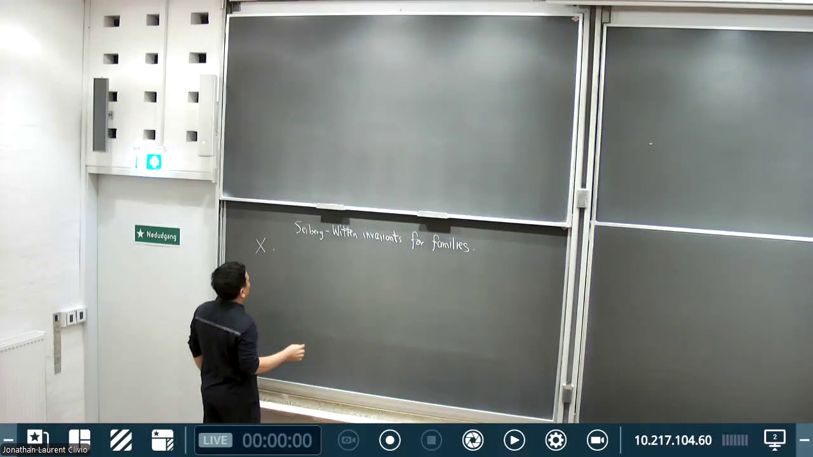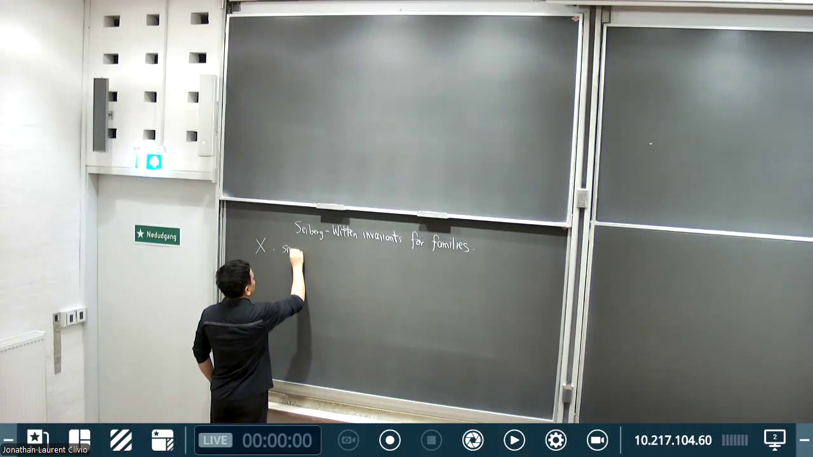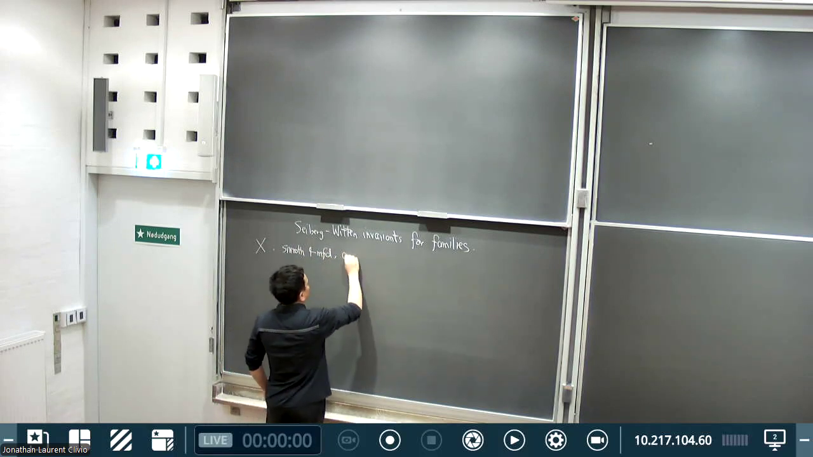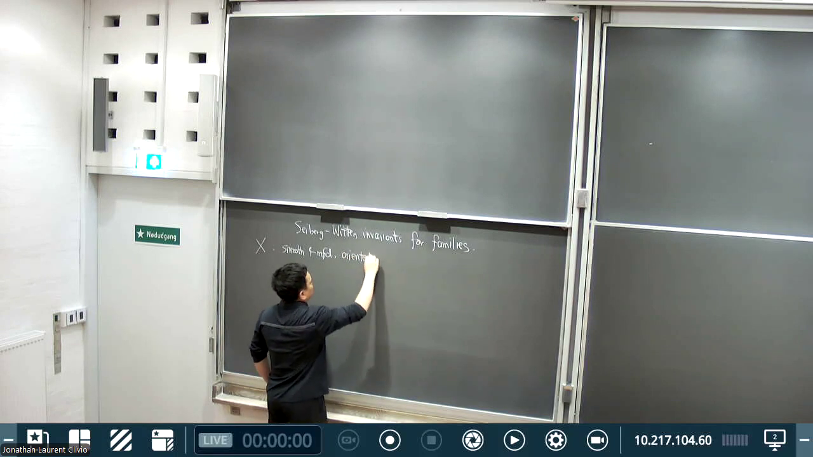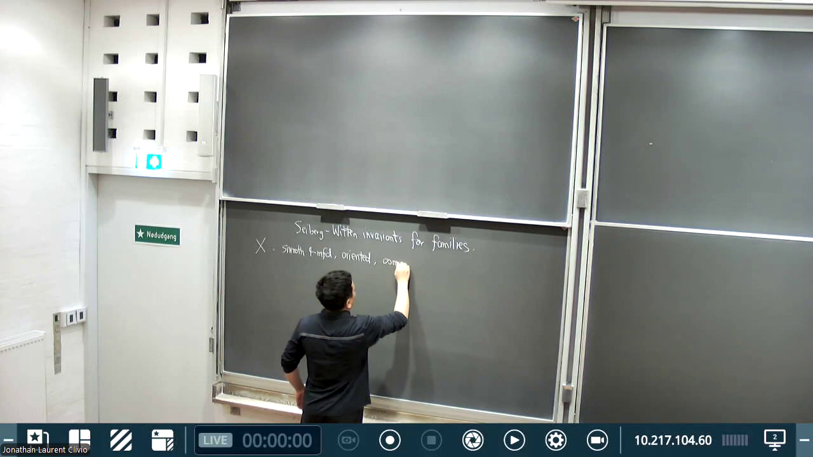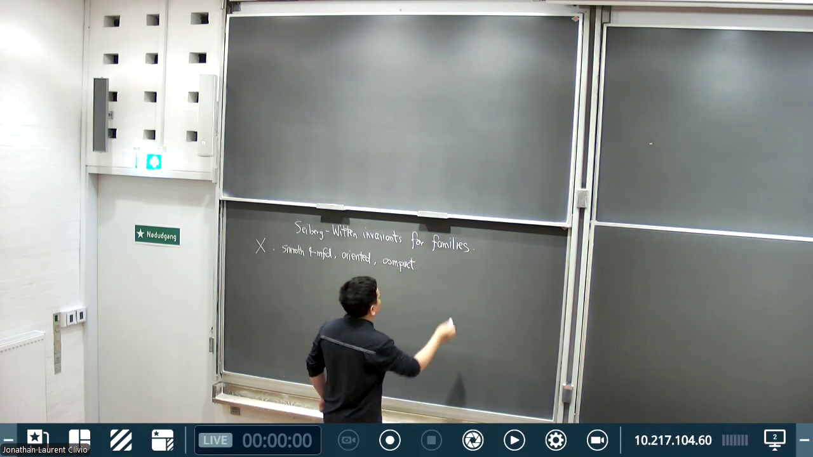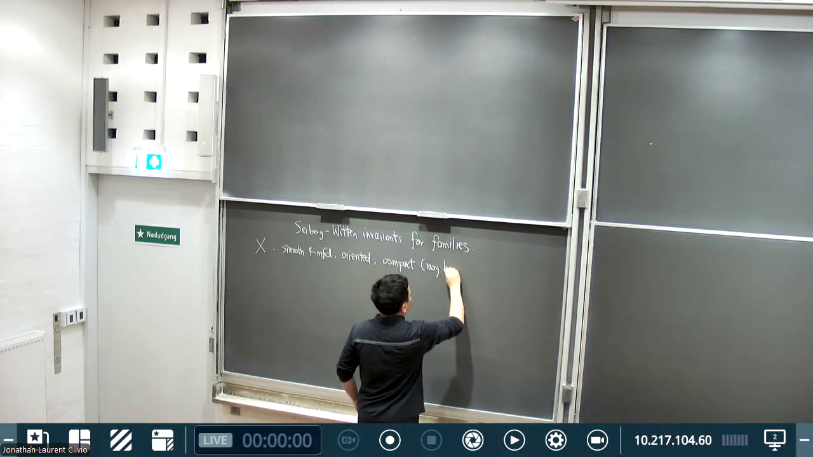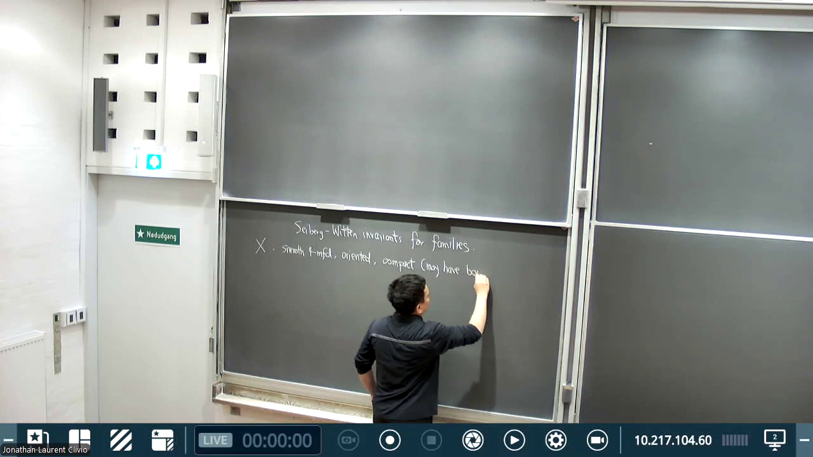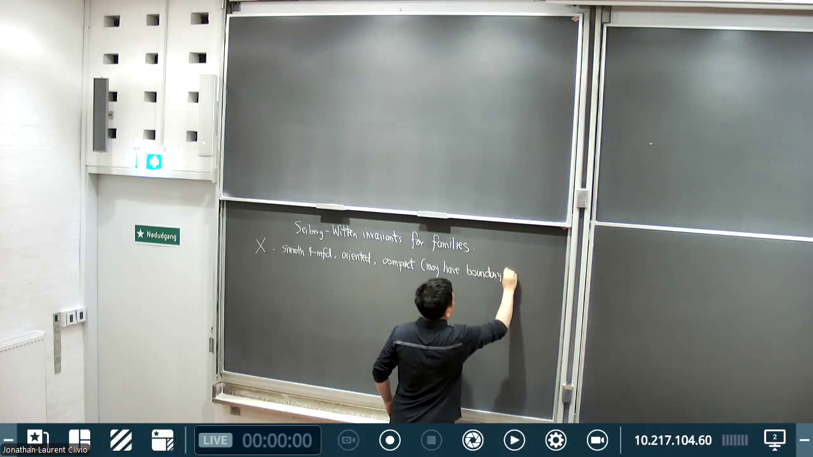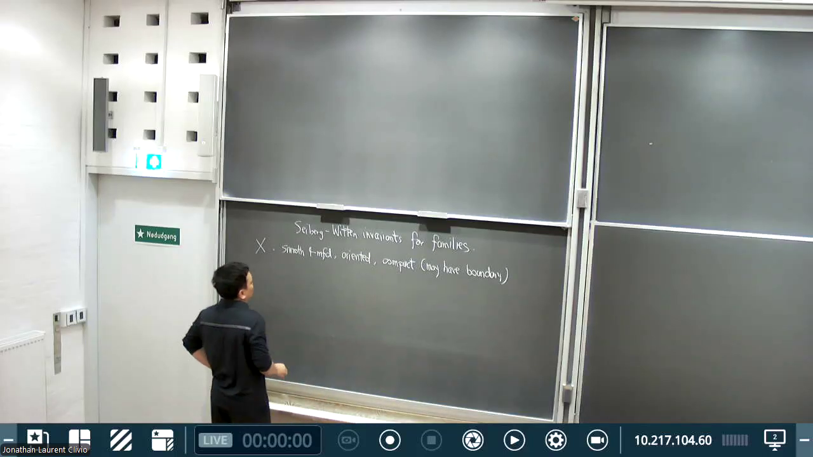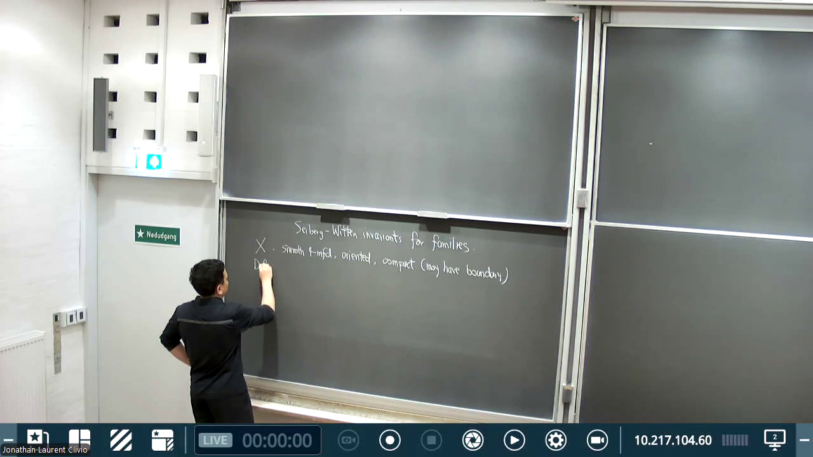X in our talk will be a smooth manifold. We always assume it's connected, compact. Sometimes we do allow X to have boundary. And the main object we are interested in is the diffeomorphism group of X.